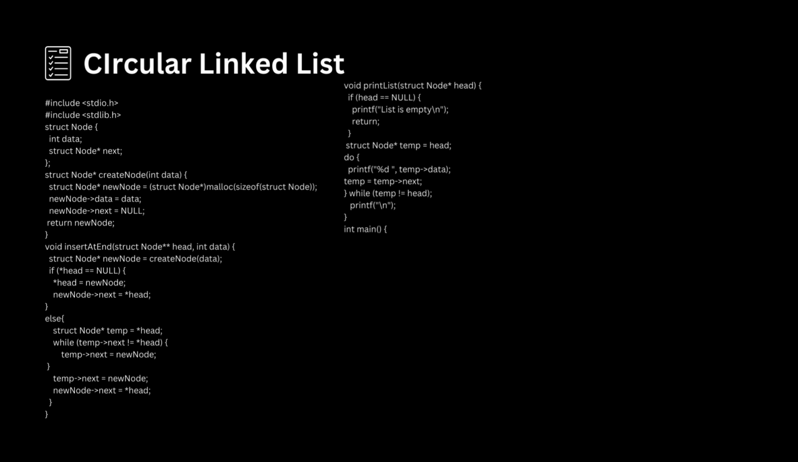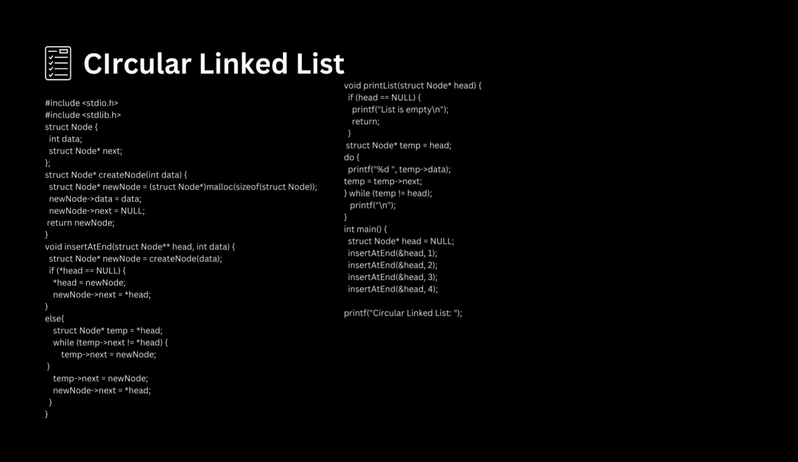Now let us see the main function. This line declares a pointer to a struct node named head and initializes it to null. This serves as an initial state of an empty circular linked list. These lines insert elements 1, 2, 3, and 4 at the end of the circular linked list using the insert at end function. The ampersand head is passed as a parameter to update the head of the list after each insertion.